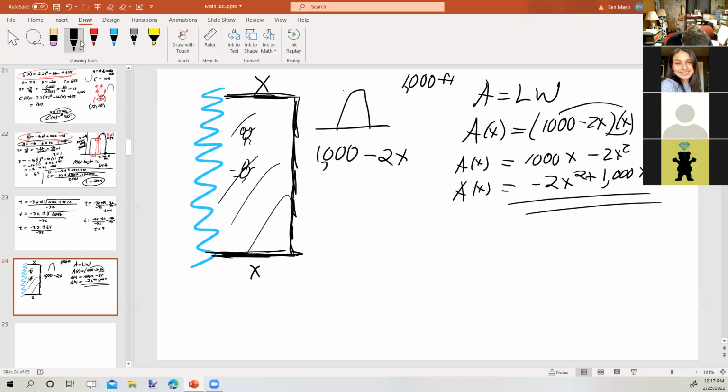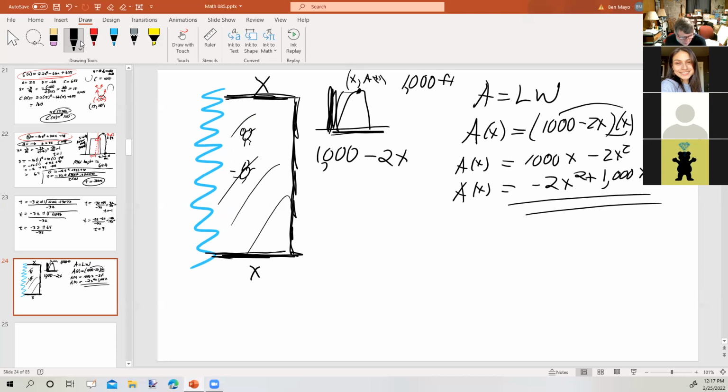That's a good thing because this axis is X, this axis is A of X. So what are the dimensions that will produce the maximum area? Okay. The maximum area is the Y value of the vertex, and this will be the X value of the vertex. So find the vertex. A is -2, B is 1000. All of the story problems in this section have to do with parabolas and typically asking for maximum or minimum values, which is part of the vertex.